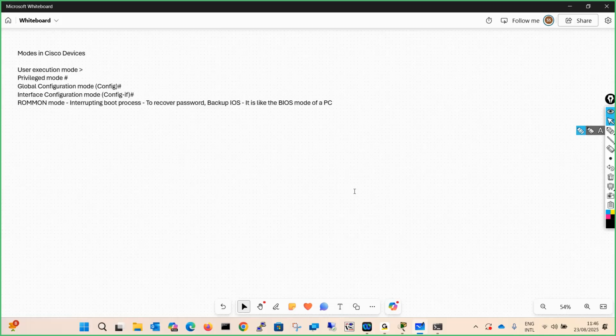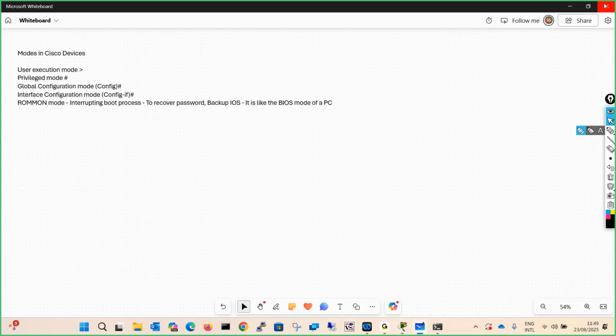This was all about the user modes in Cisco devices, whether it is a router or a switch or any other appliance or even a firewall from Cisco. These are the different types of modes where you can do configuration, where you can do monitoring, and where you can see the outputs of the commands. Any questions, any doubts over here on the different types of modes? If you have any questions, any doubt, please put it in the chat box.